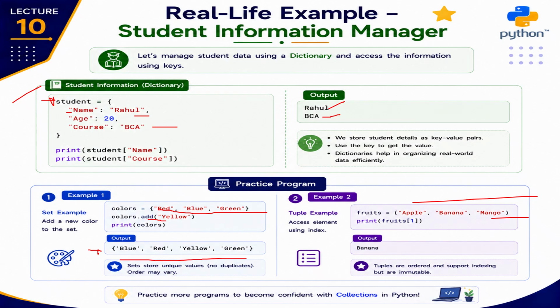Now, what have we revised today? In our first example, we used a dictionary to store and access student information using keys. In our second example, we used the set to add a new unique value with the add method. Now in our last example, we used tuple indexing to access a specific element. Now these examples show how Python collections are used in practical applications.